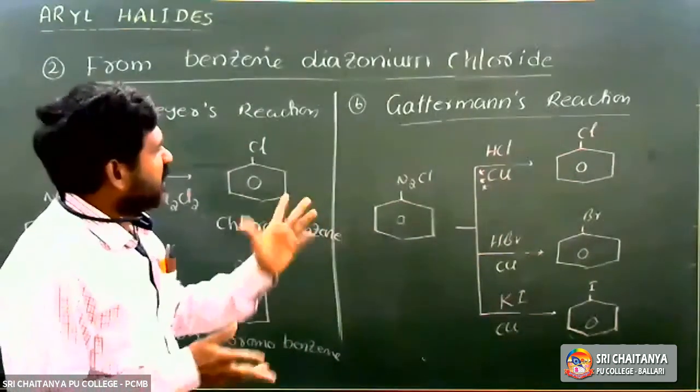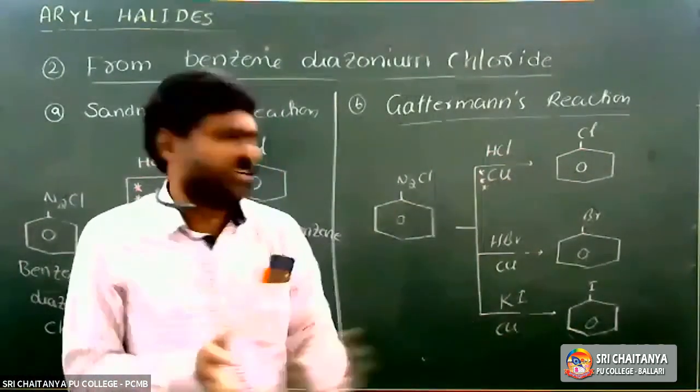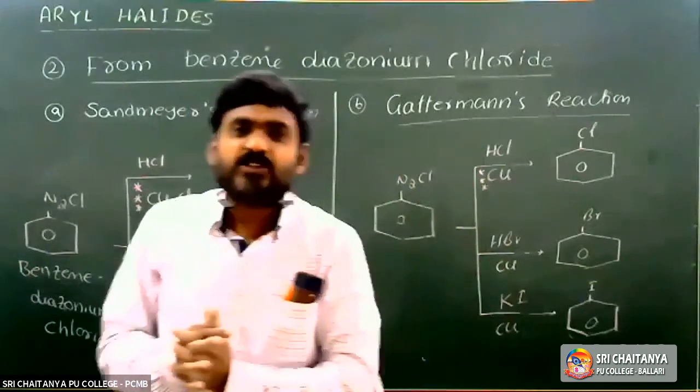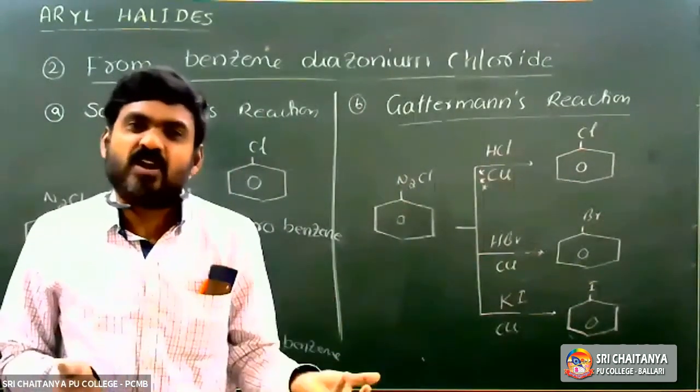So the next method is the preparation of fluorobenzene. The next properties, it is the last one, Gattermann reaction. So next, how fluorobenzene is prepared. The next, properties of haloarenes.